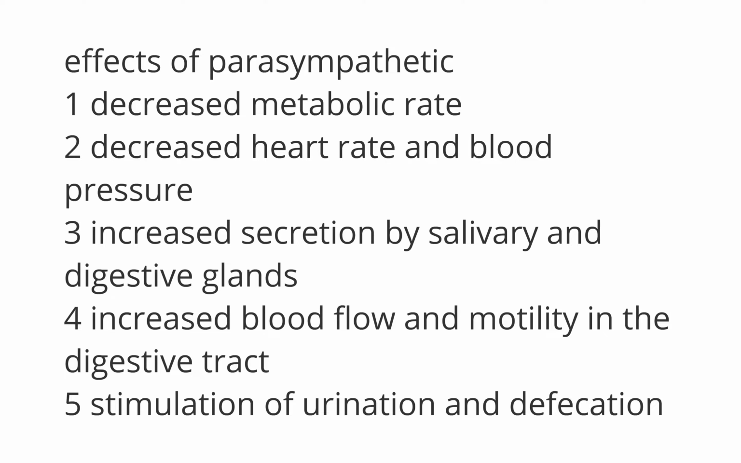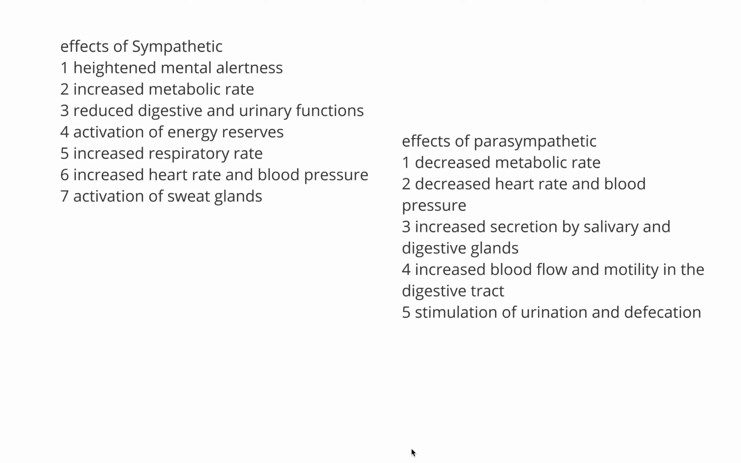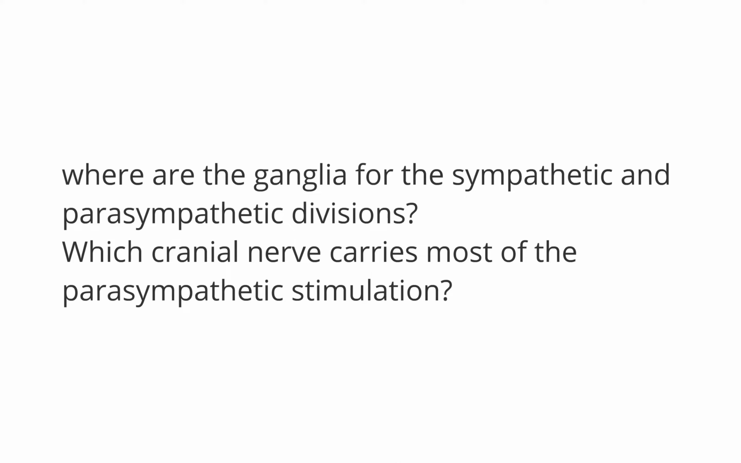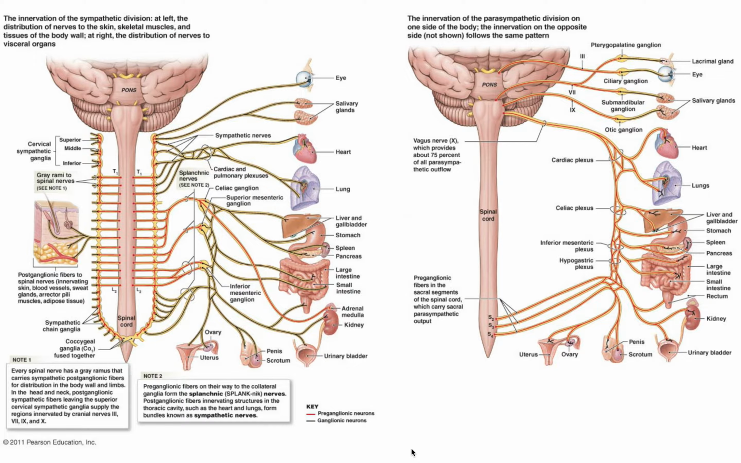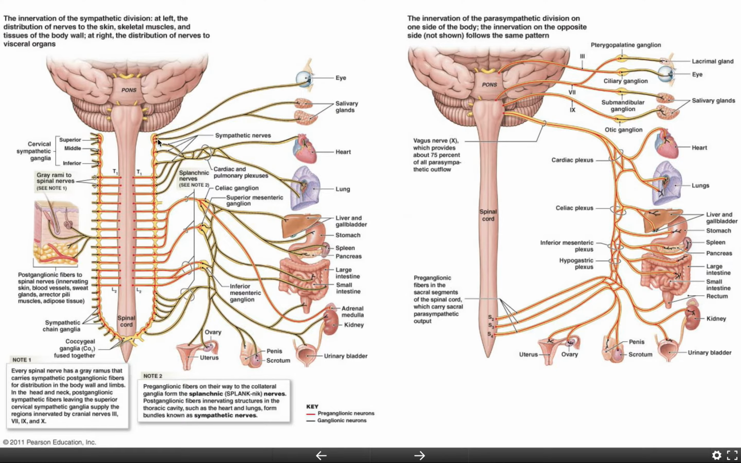So this is helping you absorb nutrients and build up nutrient reserves, whereas with sympathetic, you're using the nutrient reserves to fight or run. Then, where are the ganglia for the sympathetic and parasympathetic divisions, and which cranial nerve carries most of the parasympathetic stimulation? If we look at this figure, we can see here's the sympathetic division, and the ganglia are located close to the spinal cord here. Their preganglionic neurons are very short, and their postganglionic neurons are very long.